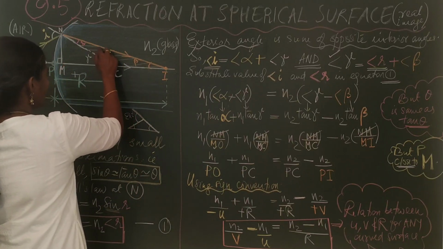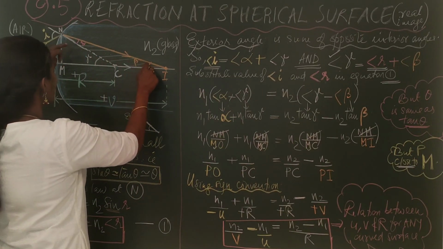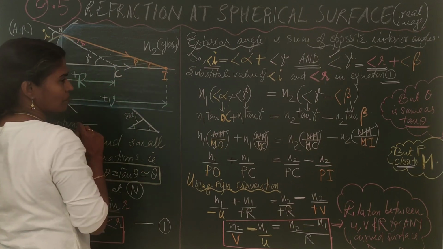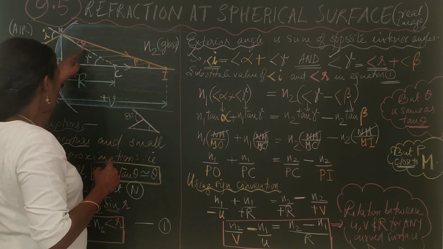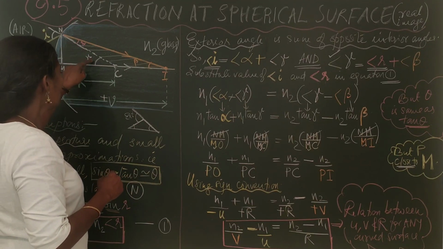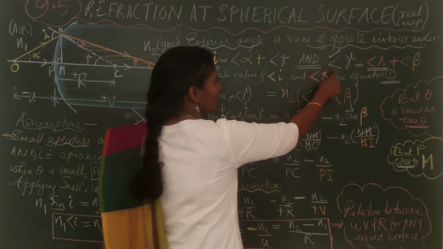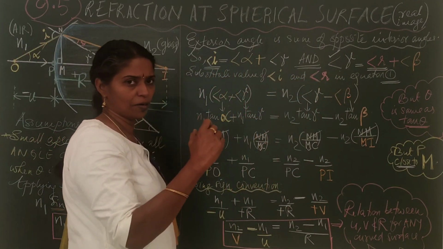The stripes I have given. There you can see gamma is nothing but the sum of R and beta. To avoid confusion, I have written R in this manner, gamma in this manner. So gamma is equal to R plus beta. So from these two pieces of information we get the geometry of the figure.